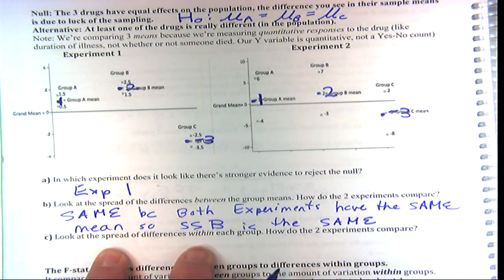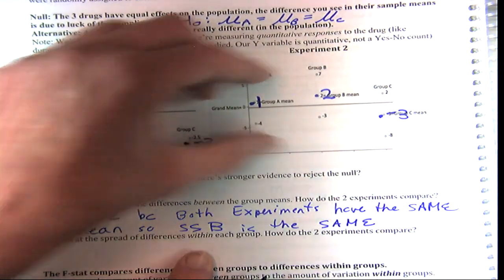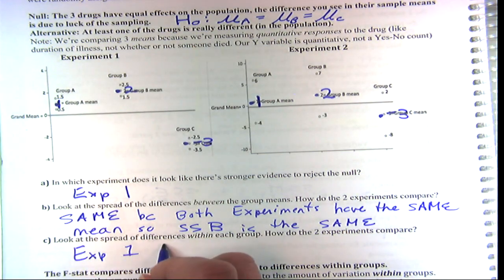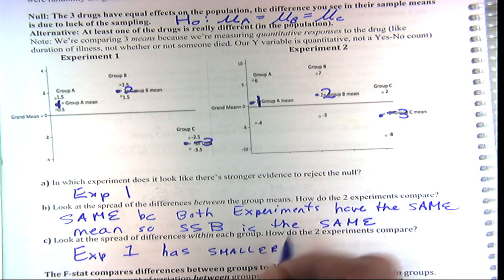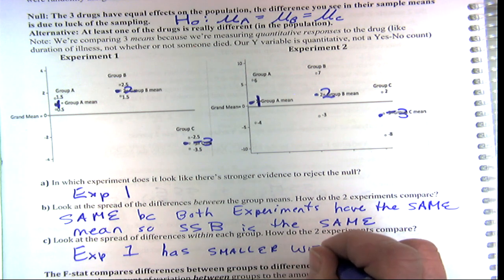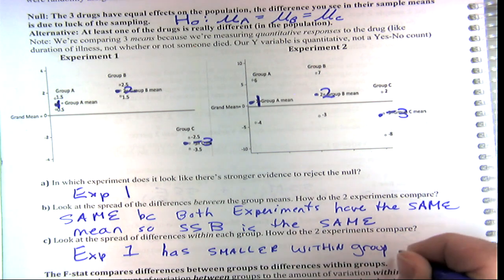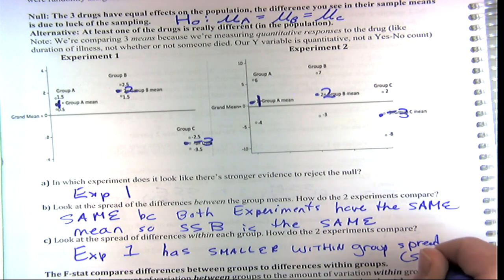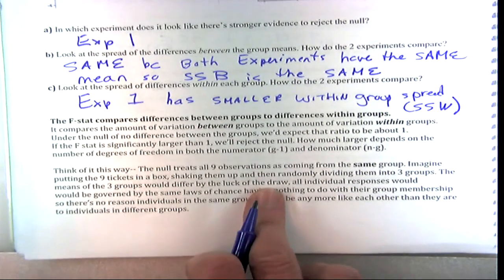But look at this spread within each group. This has a tiny little spread within each group, and this has big spreads. Experiment 1 has smaller within-groups spread. So that's why it has more evidence. Those of you who saw that chose that for that reason. All right, so why don't you read this on your own here.